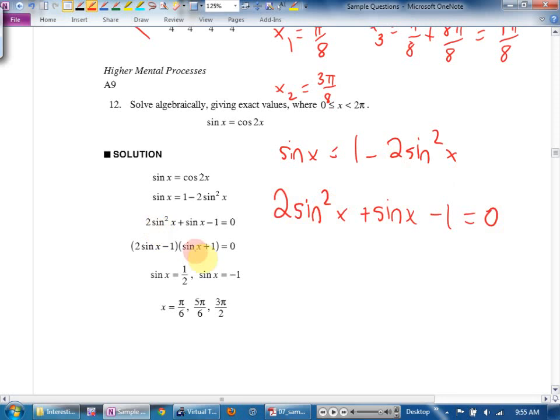Sine x equals a half, sine x equals negative 1. Cast rule, special angle, 1 over 2, 1, 2 root 3 triangle. Sine x equals negative 1. Alarm bell, Dylan, you would have to go to sketch to get that one. Oh, it's negative 1 right there at 3 pi by 2.